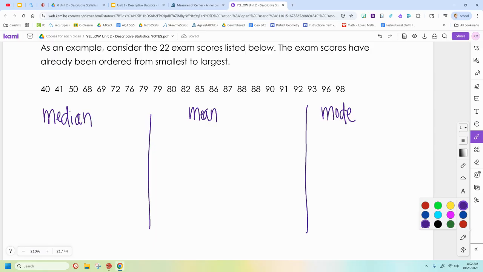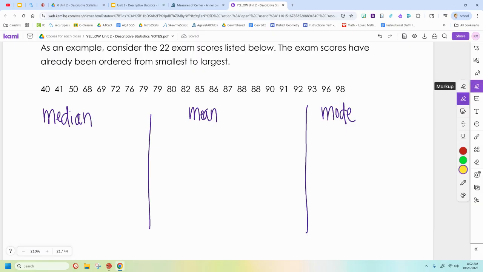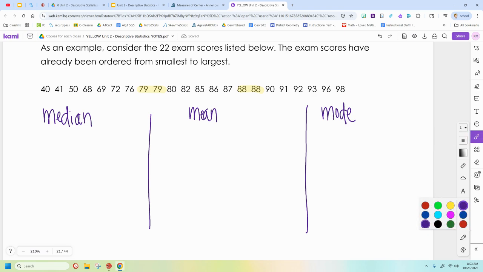All right, so first of all, can you skim and see what the mode or modes might be? Do we have any numbers that are doubles or triples? Okay, who sees some numbers that are doubled or tripled? What do we got? 88. So we got 2 88s. Is there anything else that's repeated? 79. And we don't have anything that's triple. Okay, so that means that we have 2 modes.